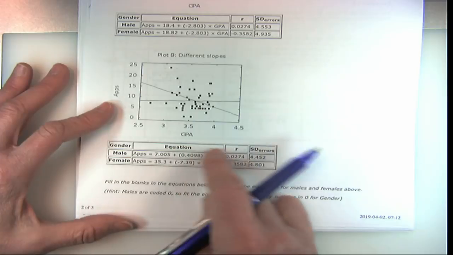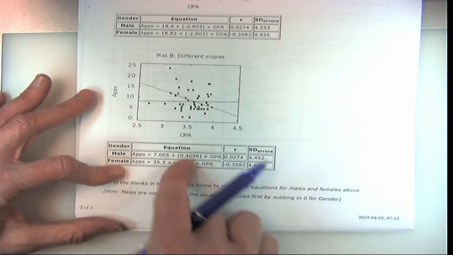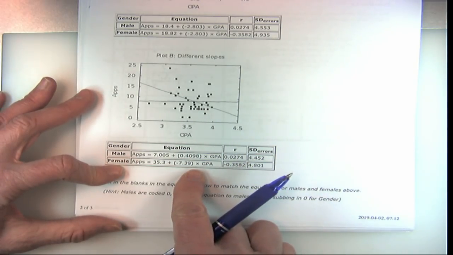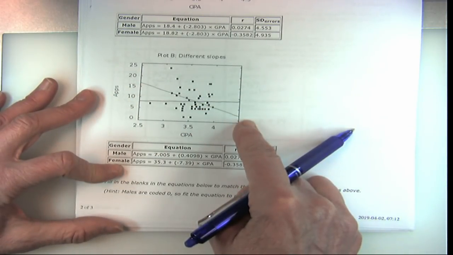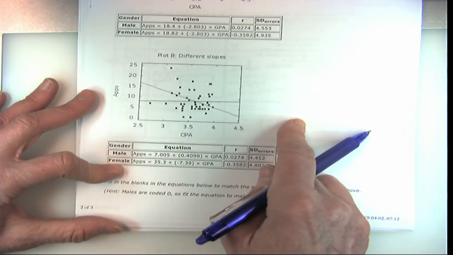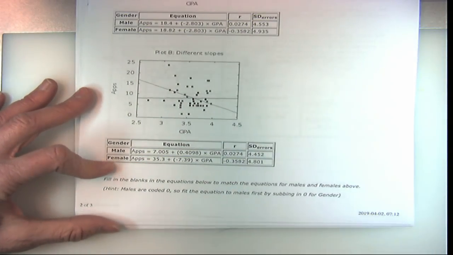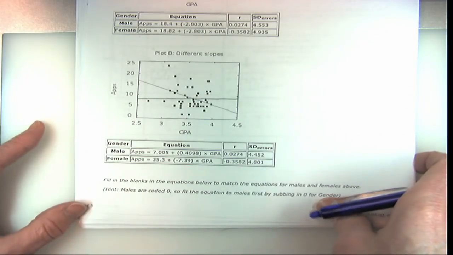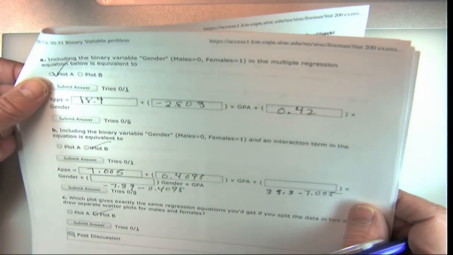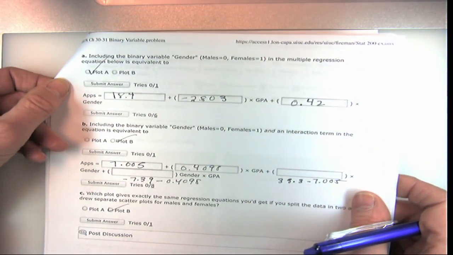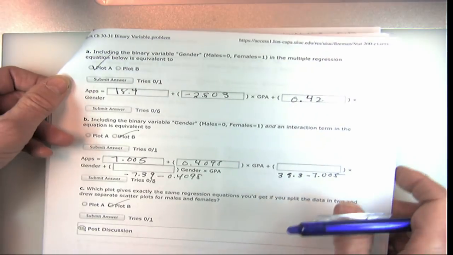What does that mean? For females, it looks like this: the higher their GPA, the fewer applications they make. That makes sense. But for males, it doesn't seem to make a difference. Now, what are we supposed to do? We're supposed to include the binary variable gender in the multiple regression equation and make it equivalent.